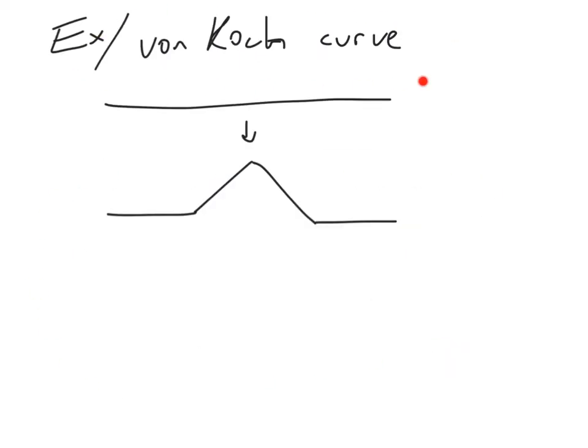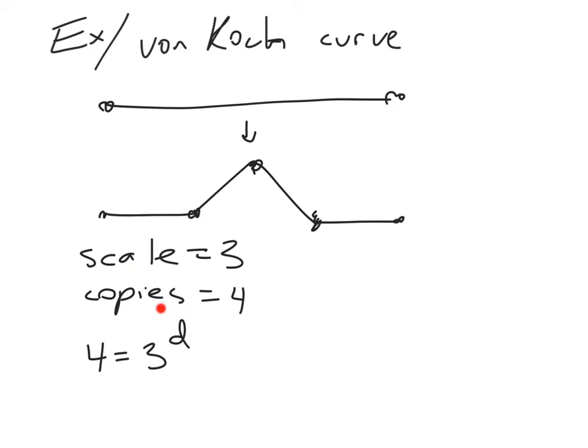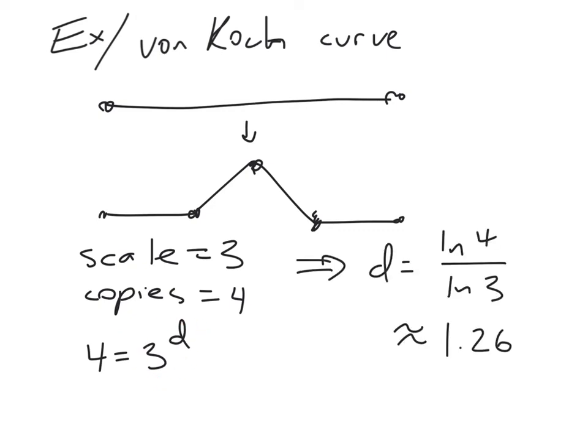Now let's consider, for example, the von Koch curve. Our original object gets scaled by 1/3 and then copied 4 times. So the dimension is given by the need for 4 copies is equal to 3 to the d. So solving for d, we find d is the natural log of 4 over the natural log of 3, and that's actually about 1.26. And so, as we had said, the dimension is more than 1, but it's definitely not so close to 2 because we're not really space or area filling.